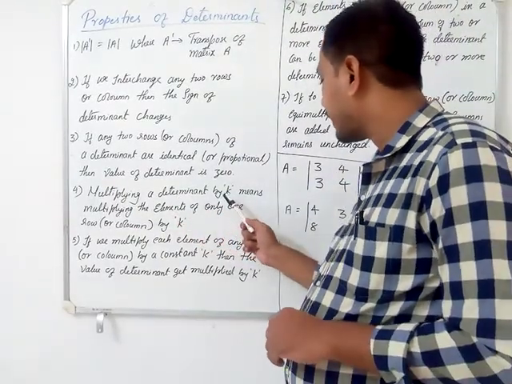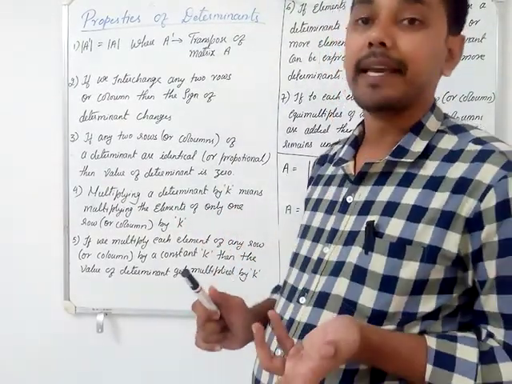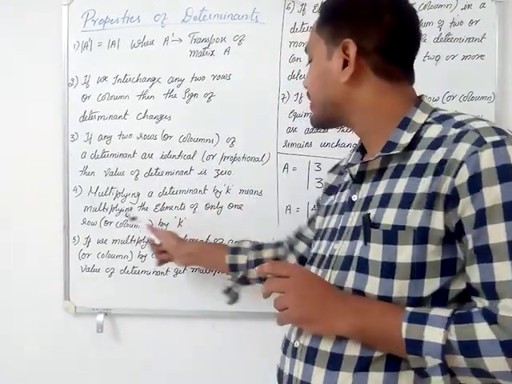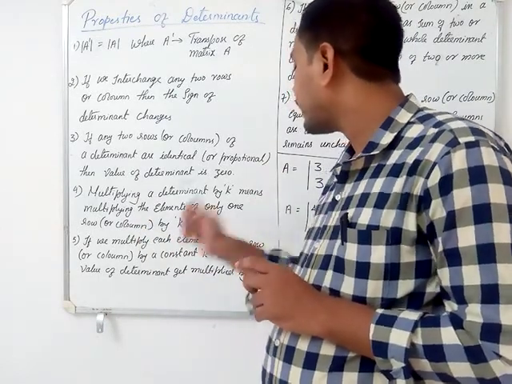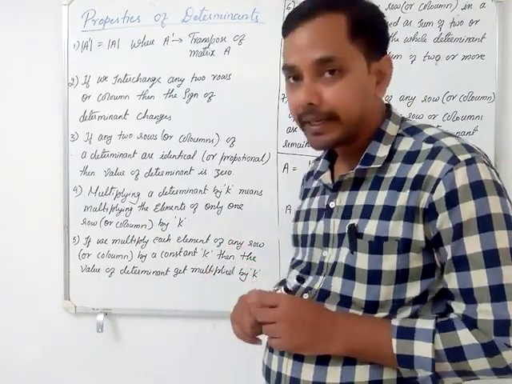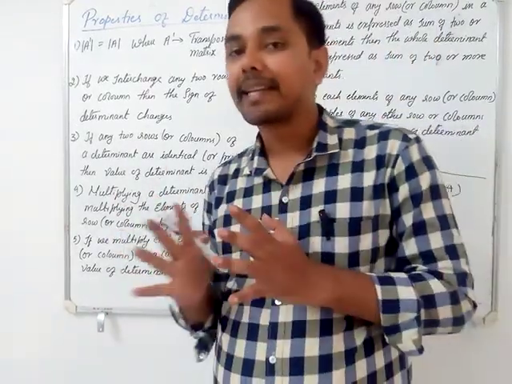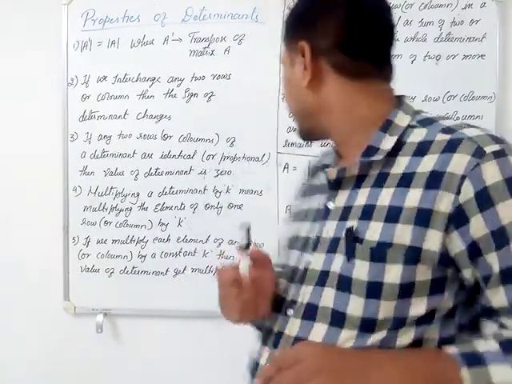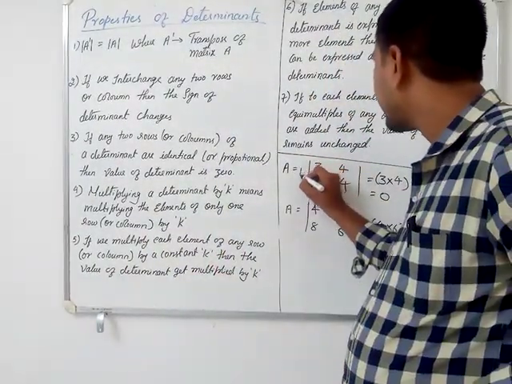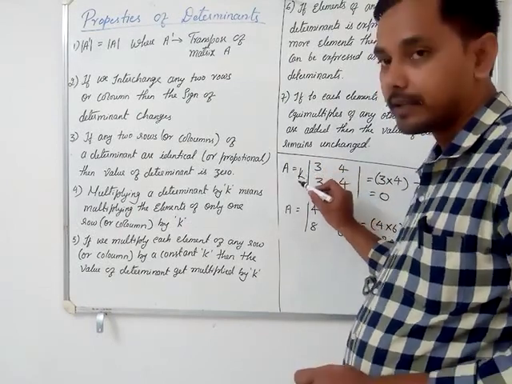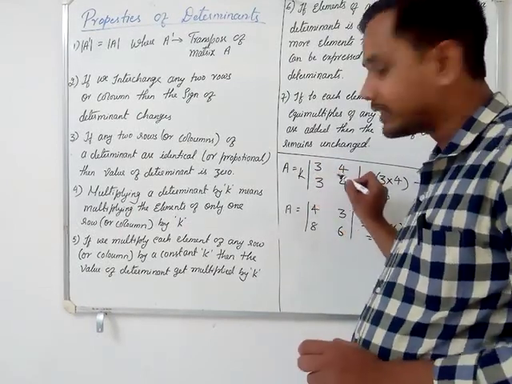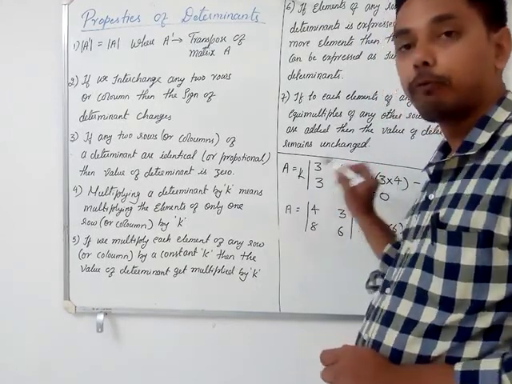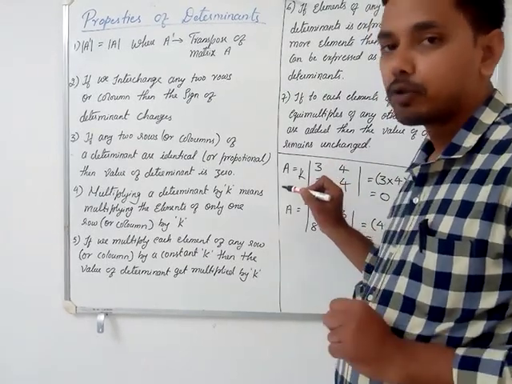multiplying a determinant by k. What is k? K may be any number. K is a constant here. Multiplying a determinant by k means multiplying the elements of only one row or column by k. That means in a matrix, if k is there outside the matrix, when it comes inside it gets multiplied to every element, that is with 3, with 4, all the elements inside the matrix.